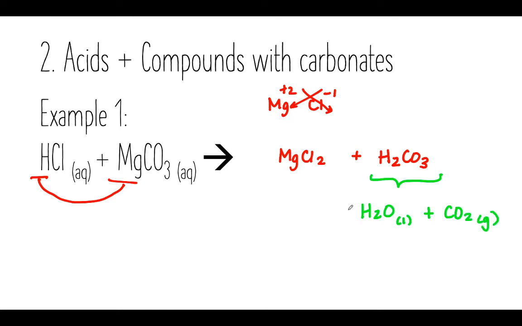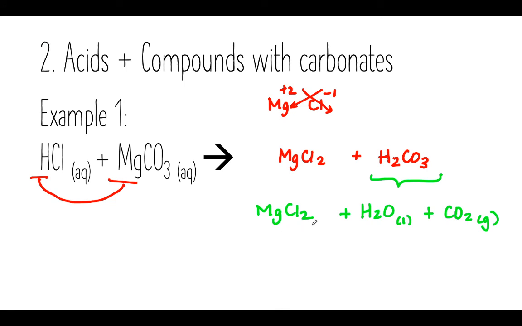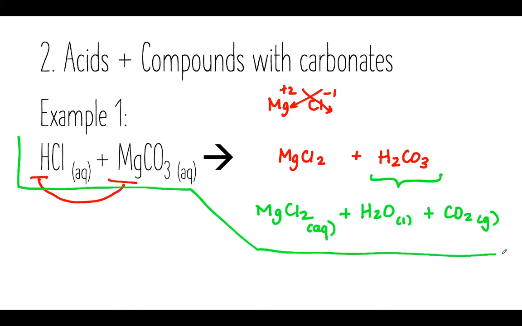So because this happens, when we are predicting our products, we would write our ionic compound, MgCl2, right? And then instead of writing H2CO3, we go straight into writing H2O plus CO2. And just to confirm the state of MgCl2, I can go back to my solubility chart. So Cl is right here, Mg falls into all others, it is soluble, so I'm going to write it as aq. So my entire equation is this.